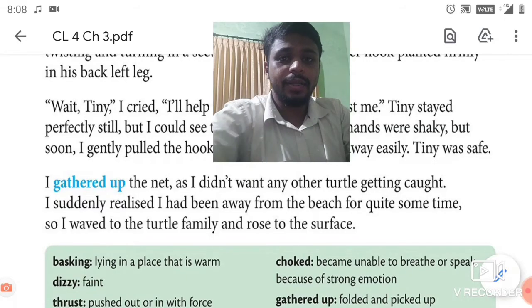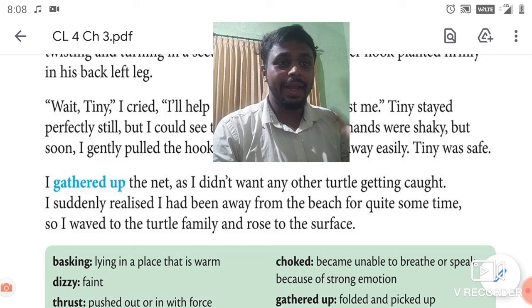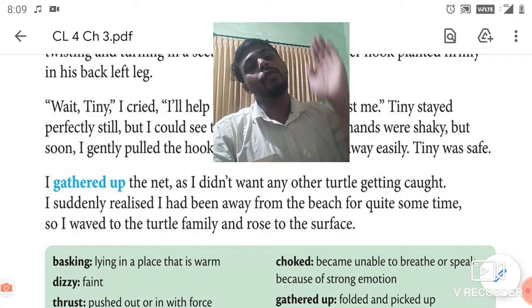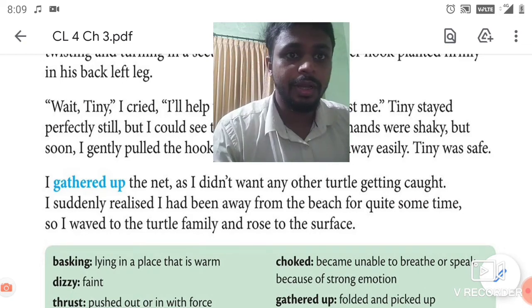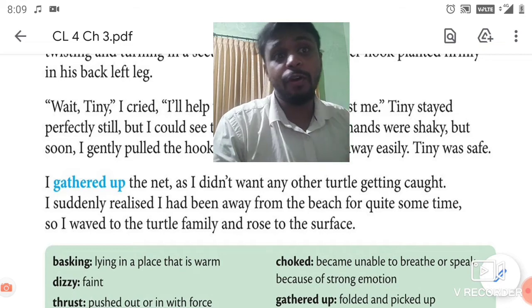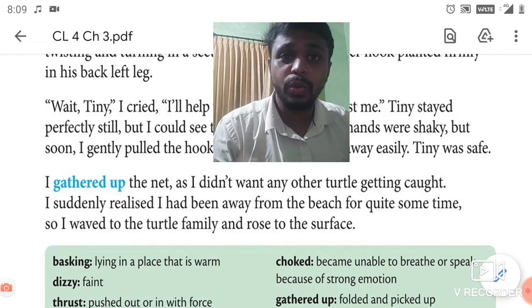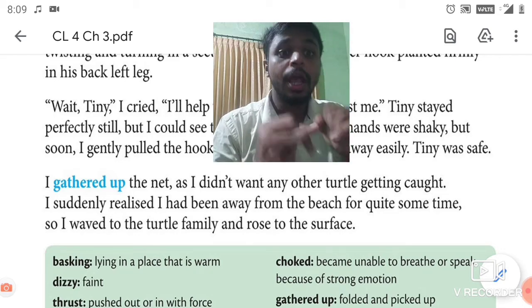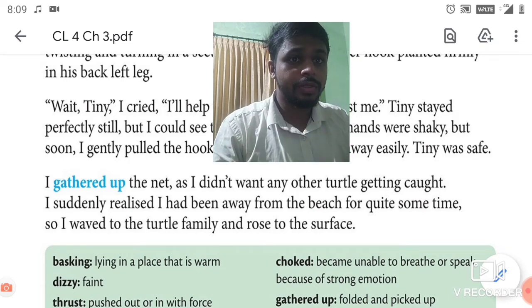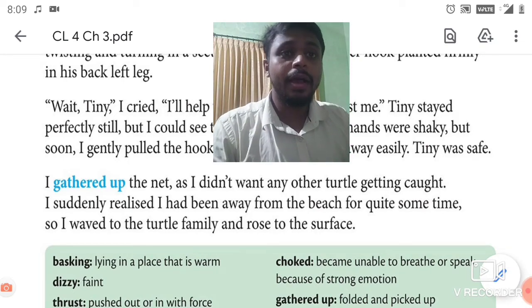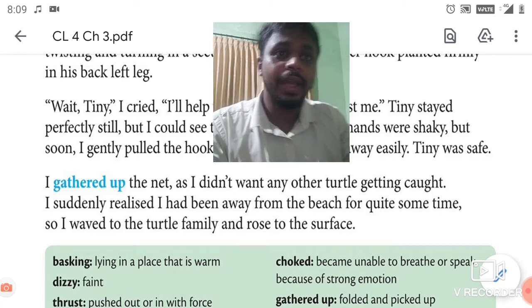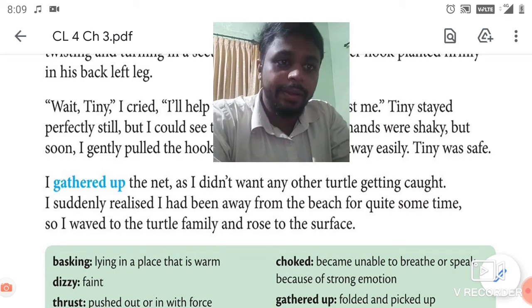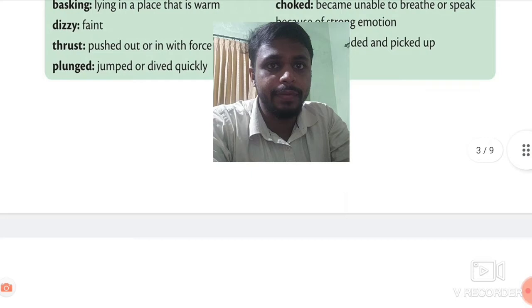I told the turtle's family goodbye, and I rose to the surface. Rose to the surface means that I moved to the upper part of the ocean. So rose is the past word of rise. So we have learned through this paragraph: catch, past caught; rise, past rose. So here Manav was very far away from the beach and he said goodbye to the turtle's family. Okay, let us move to the next paragraph.